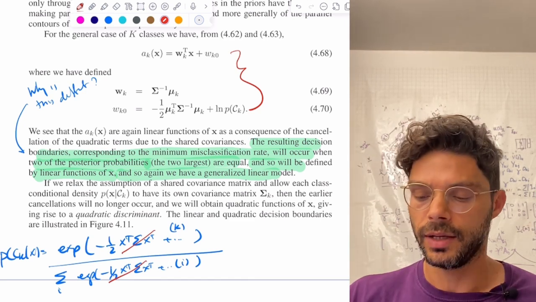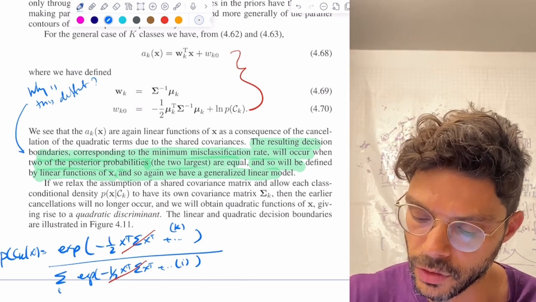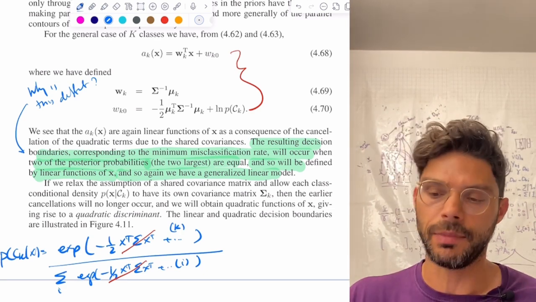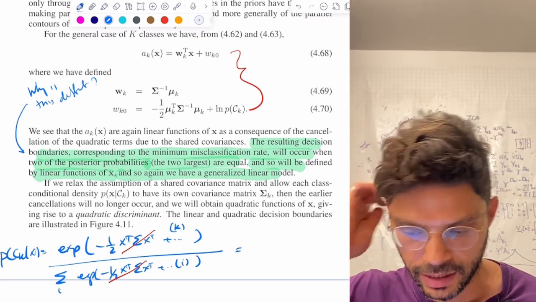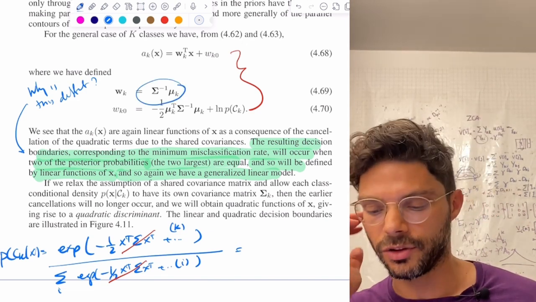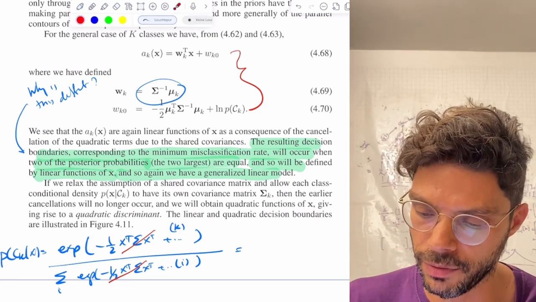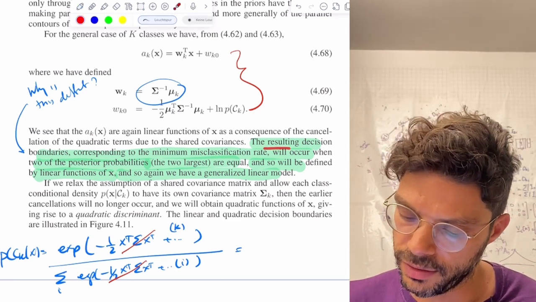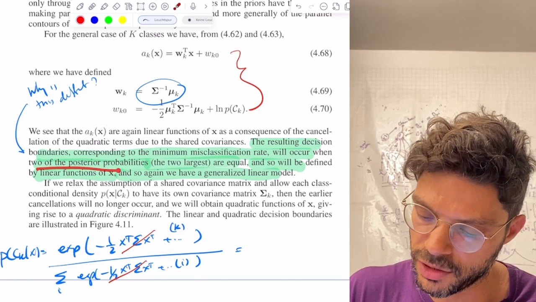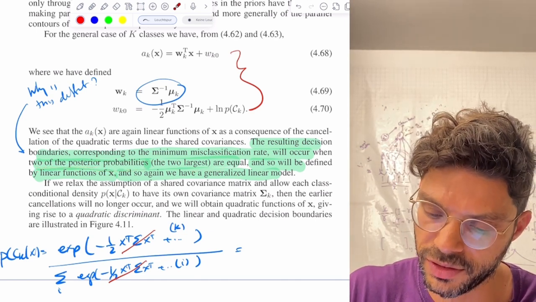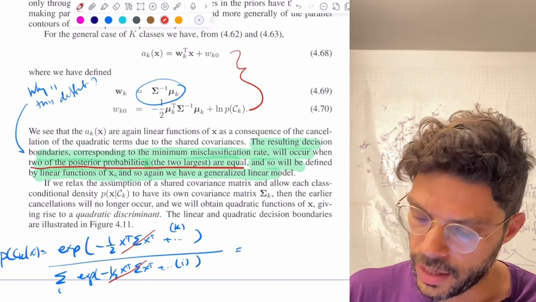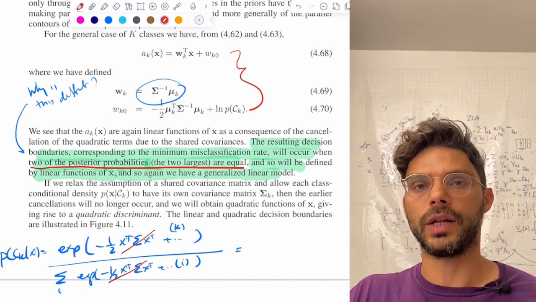You can either write the full expression, which is what I did in my derivation, or you can say, well, because the covariances are the same, I can cancel that out, and I'm going to define my a_k as just taking the linear bit. That's all it is, up to you how you write it. It's just basic algebra. The resulting decision boundaries corresponding to the minimum misclassification rate will occur when two of the posterior probabilities, the two largest, are equal, right? Otherwise, there's no decision to be made. And so it will be defined by linear functions of x, and so again, we have a generalized linear model.